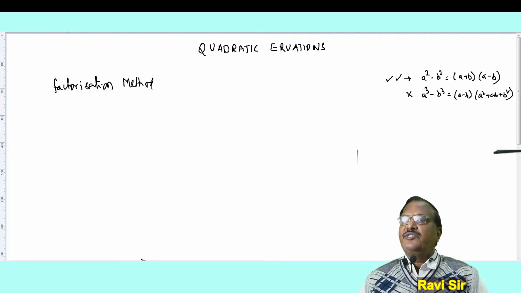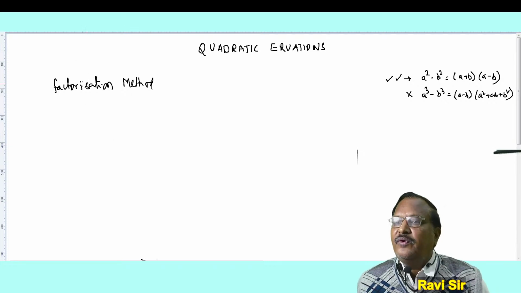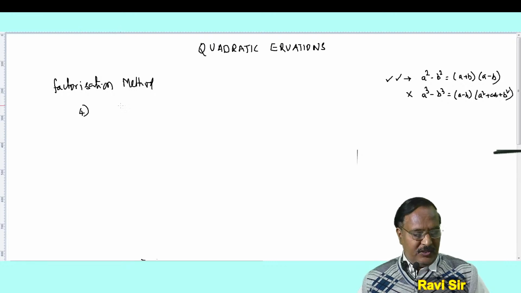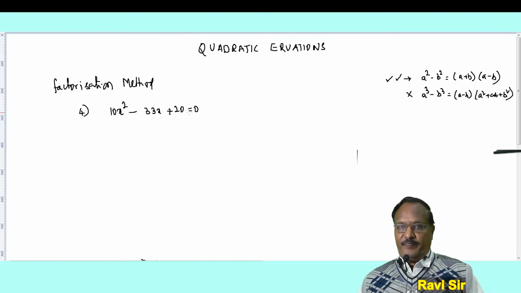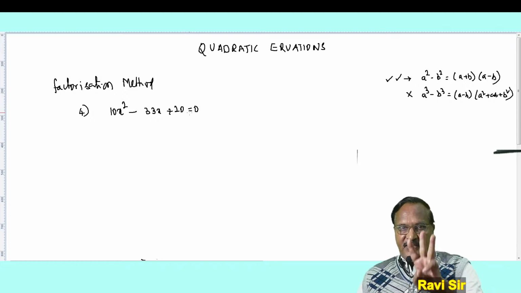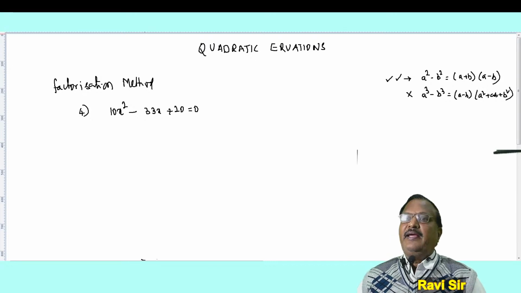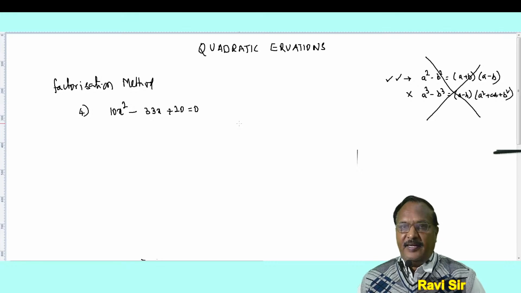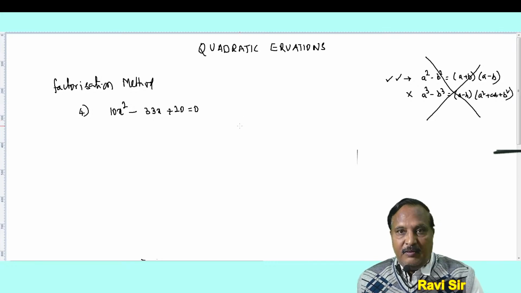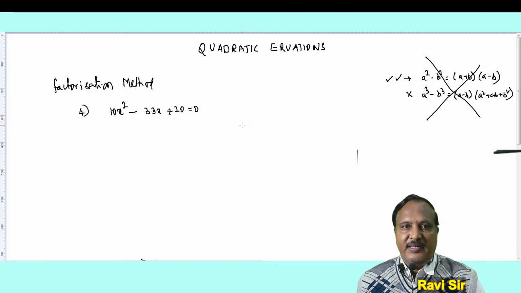Question number 16... question number 4: 10x square minus 33x plus 20 is equal to 0. So now three terms are there. You cannot apply this formula. You have to apply the splitting of the middle term.